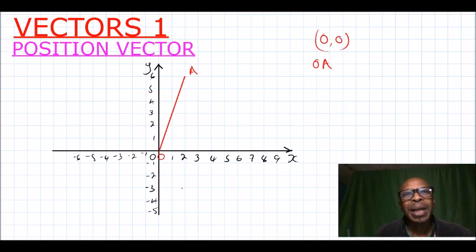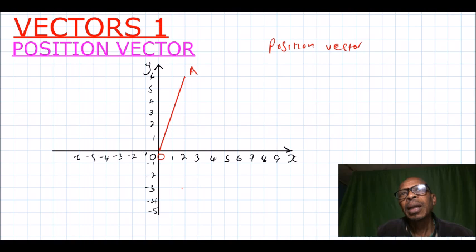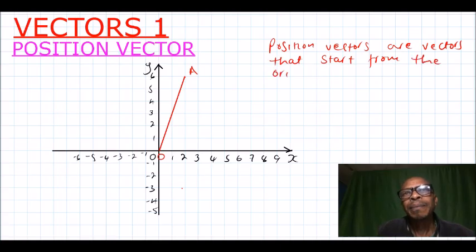So what I'm saying is that position vectors are vectors that start from the origin, and the origin is 0, 0. So this is the coordinates of A, 2 and 6.